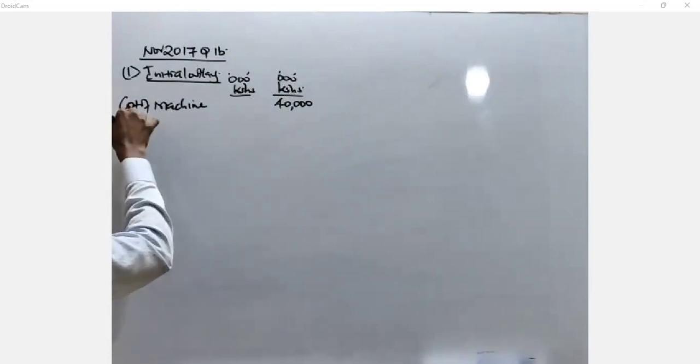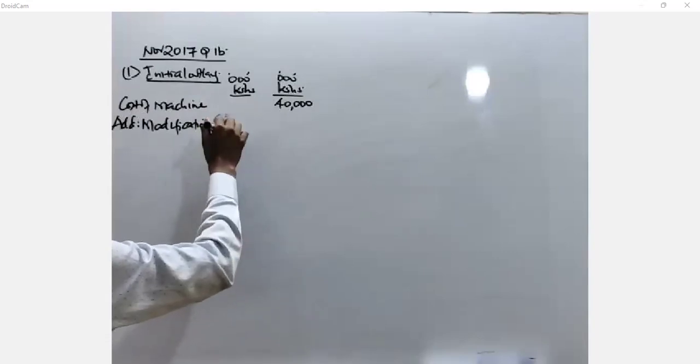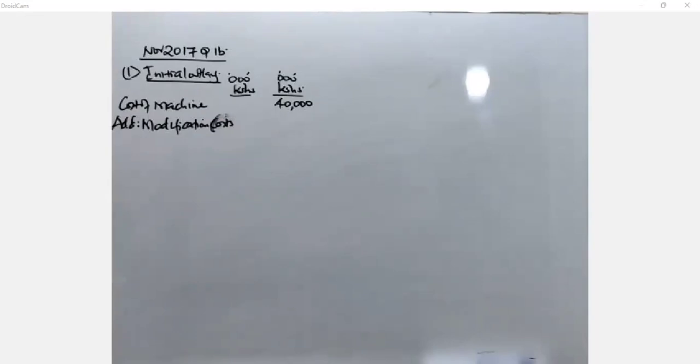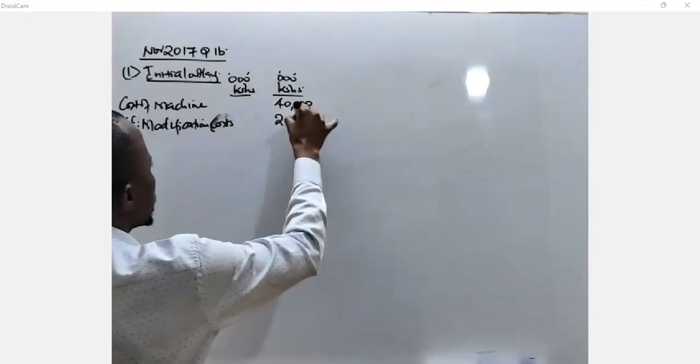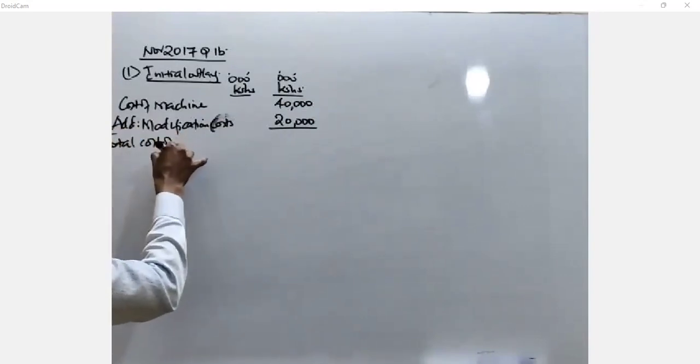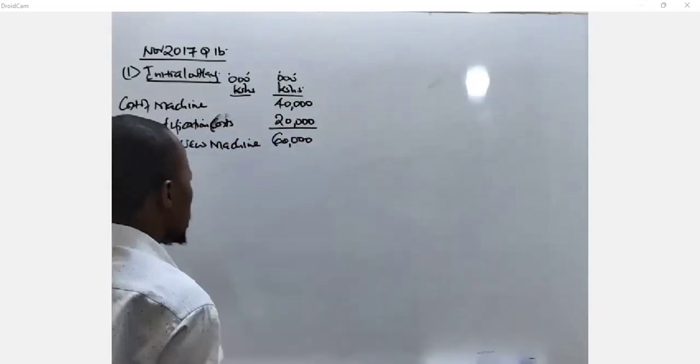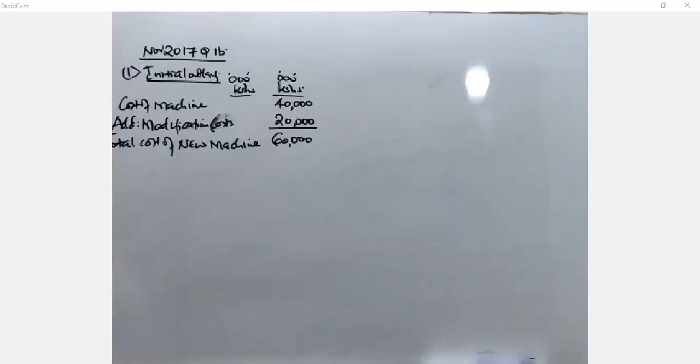Then we are being told, as you move on, the company will incur an additional 20 million to modify. So in this case, the incidental cost of ours is modification costs. So the modification cost is 20,000 here. I have not heard of anything else which we have to be putting in there. So in this case, the total cost of the new machine should be around 60,000 there.